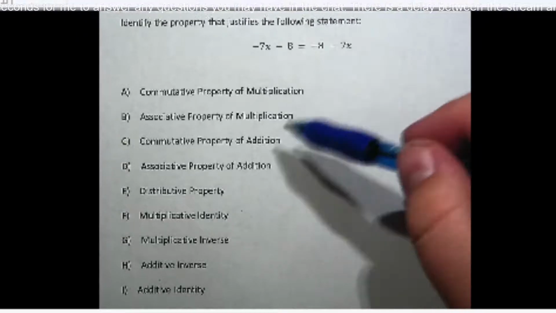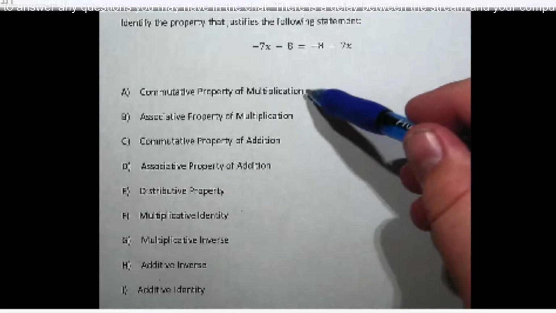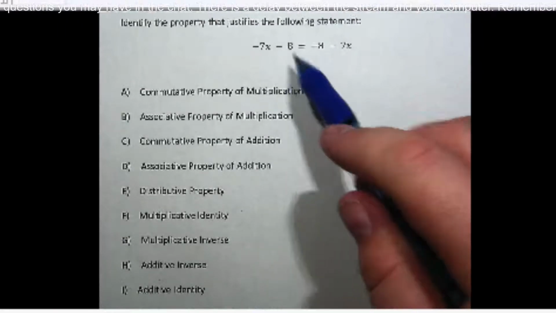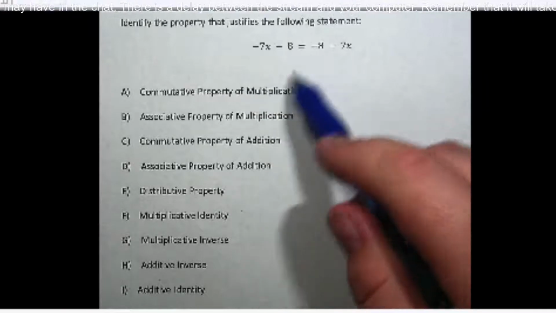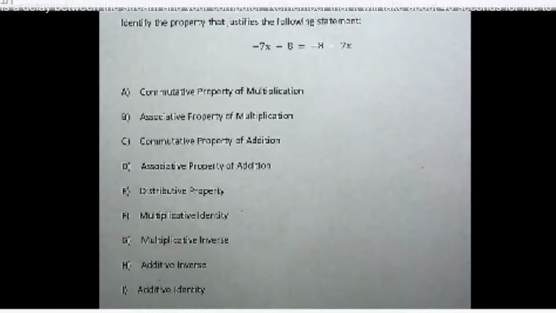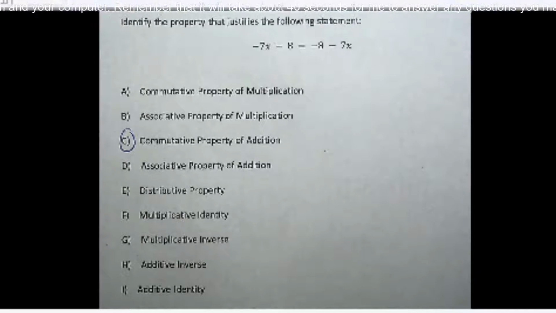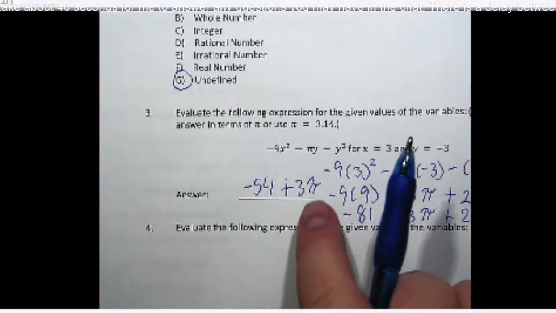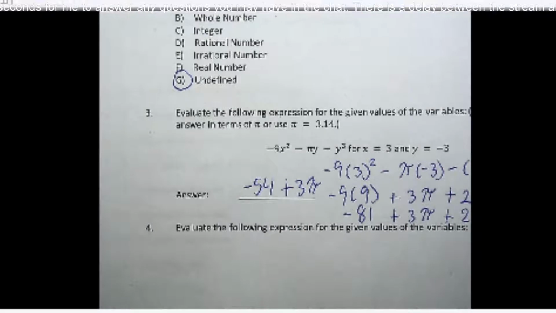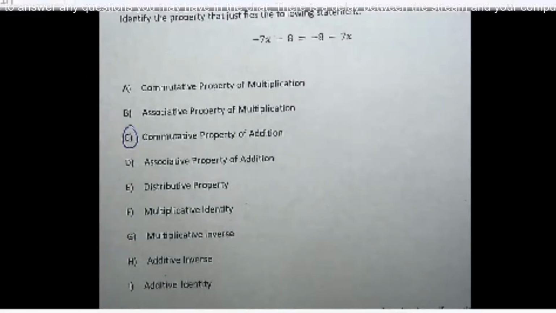Now we've got to decide whether it's commutative property of addition or commutative property of multiplication. Well, I don't see any multiplication going on, but I do see some subtracting, which is the same thing as addition. It's really combination. So this is the commutative property of addition, which in fact is the reason why we can say that negative 54 plus 3 pi is the same thing as 3 pi minus 54. It's the commutative property. Any questions? Okay.